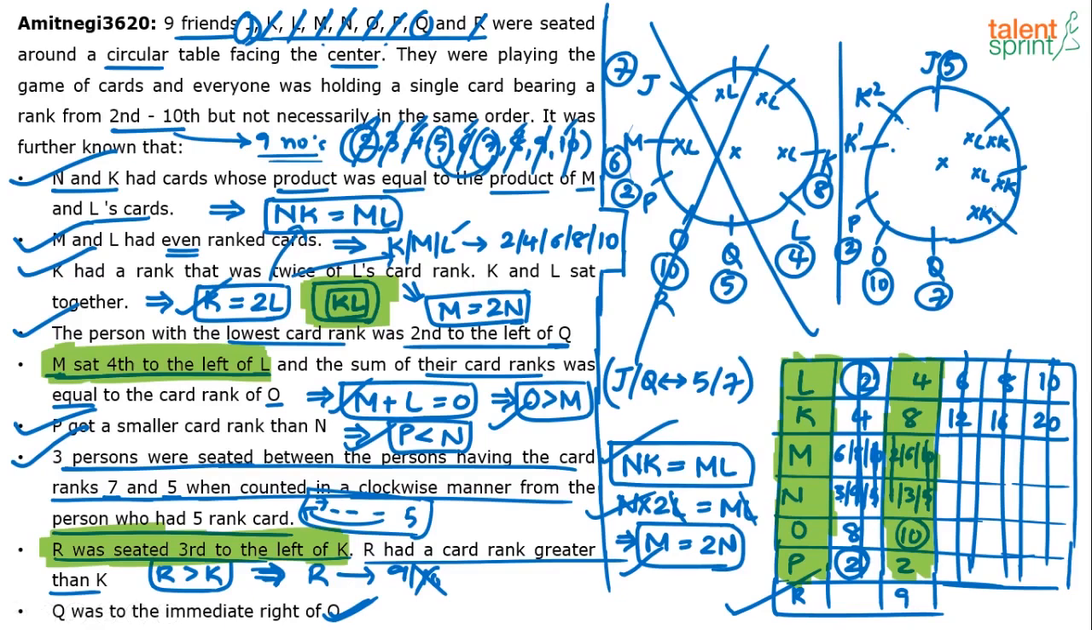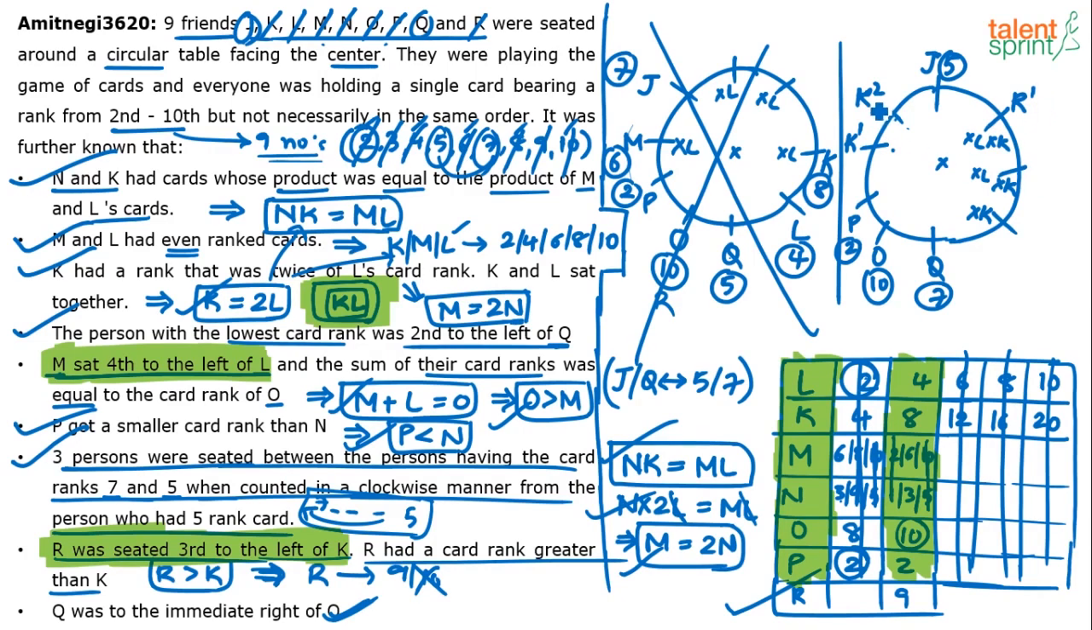So what I'm going to do now is try the two possibilities within the same circle, right? I'll do numbering. All ones indicate the first possibility, all twos indicate the second possibility. So if K is here, where would R come? R was third to the left of K, right? So if K1, 1, 2, 3, this should be R1.